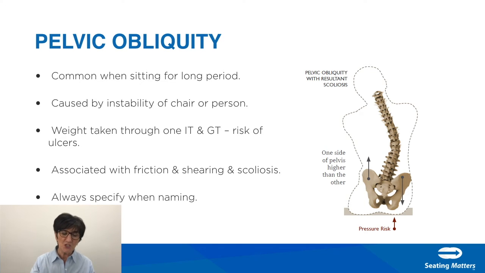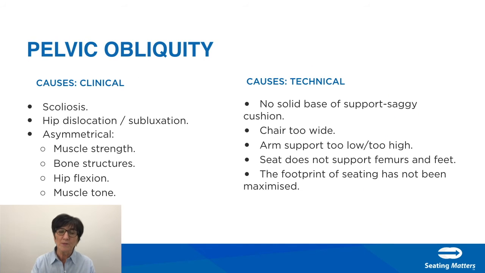It's associated with shear and friction and scoliosis, and when we talk about it as therapists, we always name it according to the lower side. So if someone's weight is going through the left-hand side of the body, we say that's a left obliquity. So what are the causes? In the clinical causes, it could be scoliosis, it could be hip dislocation and subluxation, there could be asymmetry in the body, asymmetry in muscle strength, asymmetry in bone structures, asymmetry in hip flexion, or asymmetry in muscle tone.